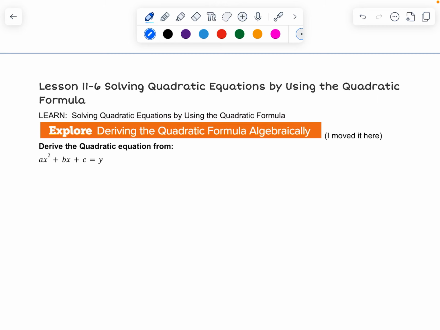Solving quadratic equations by using the quadratic formula. So what we're going to do is derive the quadratic formula. So we are going to complete the square.